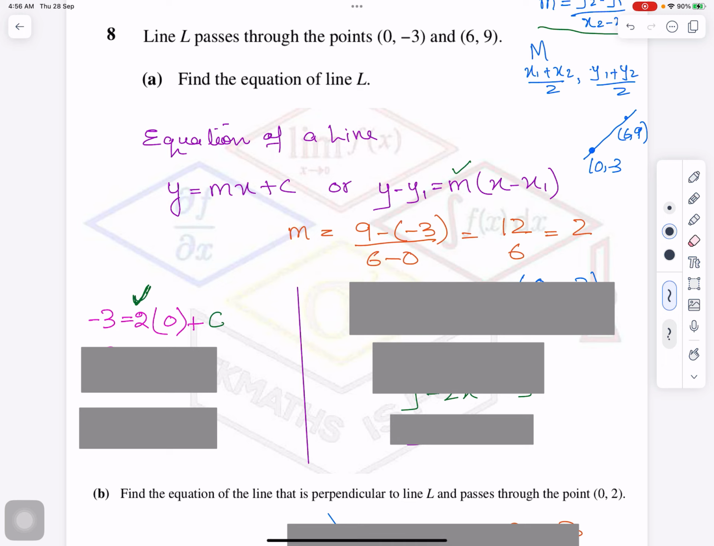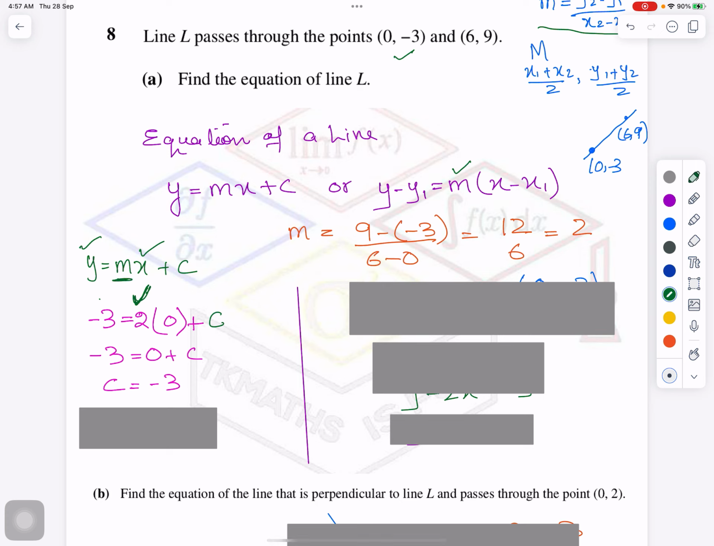I have taken (0, -3). You can see, because it is y equals mx plus c, x is 0 and y is -3. Mostly students make mistakes in substitution. They replace x by y and y by x, so please be careful about it. After that, 2 times 0 is 0, so c is -3. Now you have the value of m and the value of c, so you just need to plug them into the general form in place of m and c, and you will get your equation of the line.